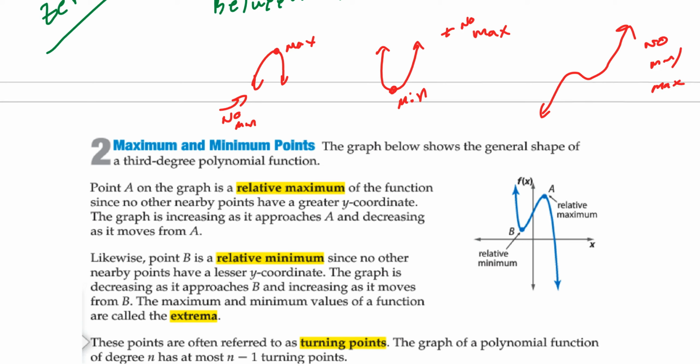There's points we care about though. I care about this point right there. That looks like the highest point in the local area. Or I care about this point right here. That looks like the lowest point in the local area. So those points we call relative mins or maxes.